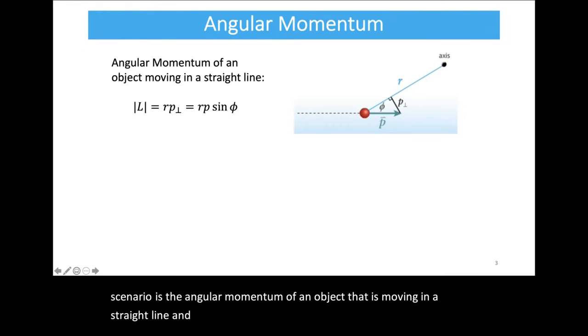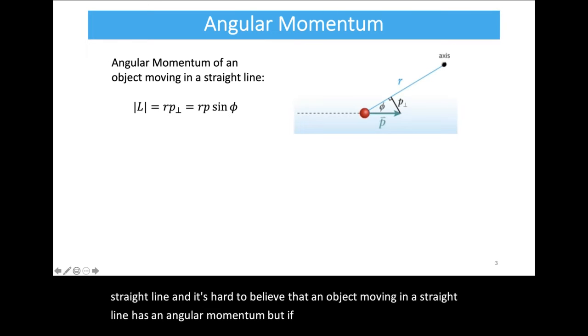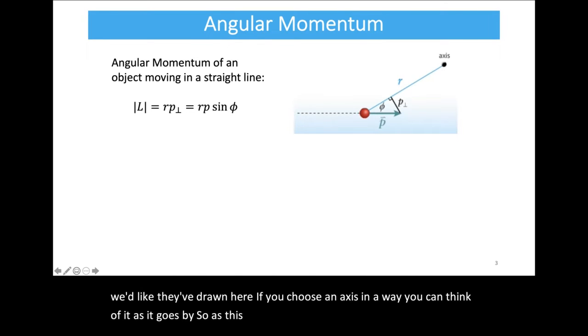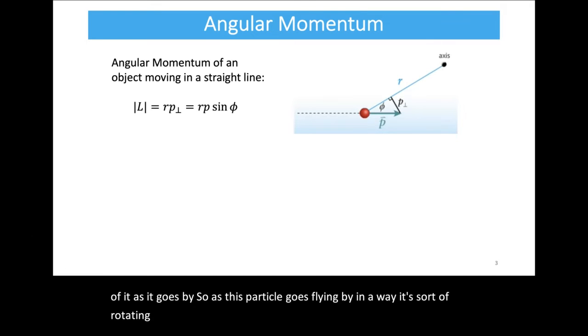And it's hard to believe that an object moving in a straight line has an angular momentum, but if you choose an axis point, like they've drawn here, in a way, you can think of it as it goes by. So as this particle goes flying by, in a way, it's sort of rotating about the axis. It is moving relative to the axis, at least.